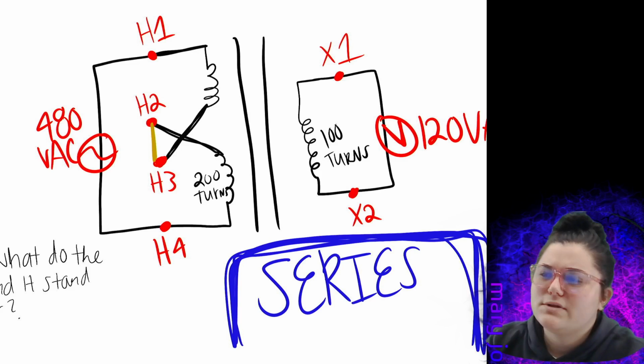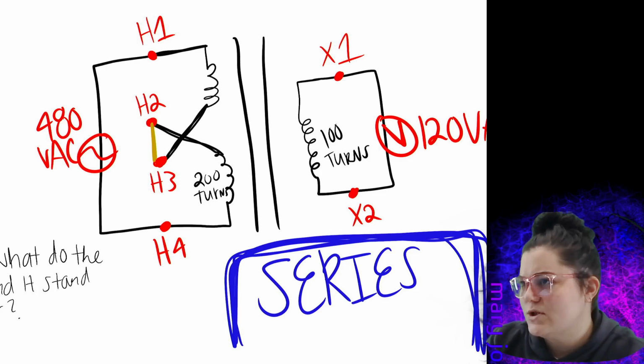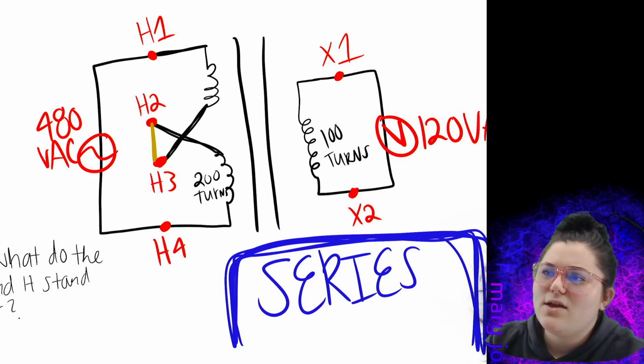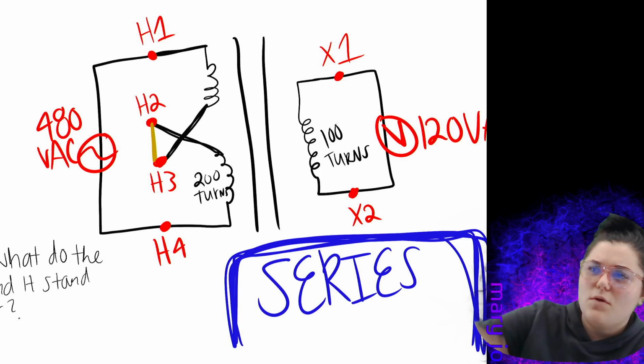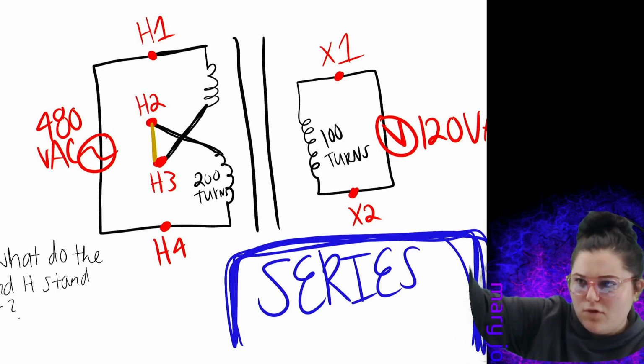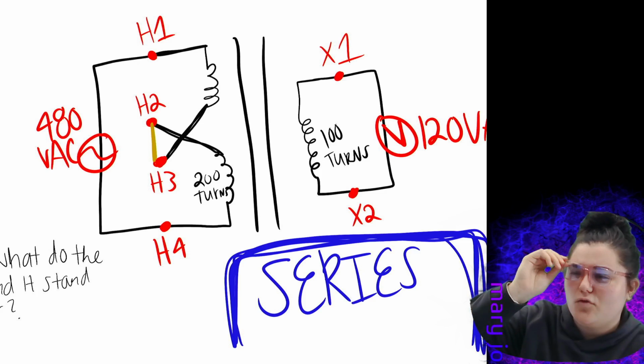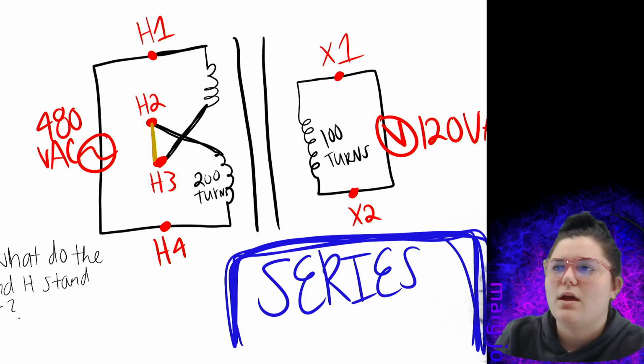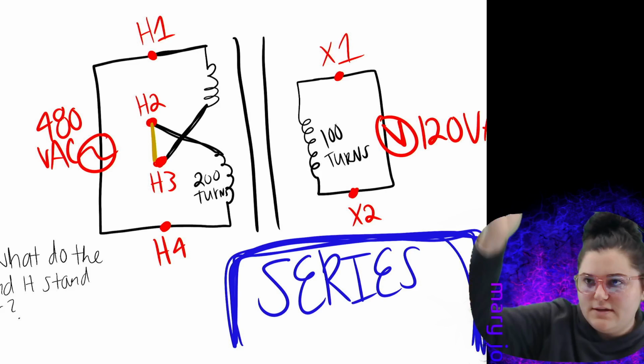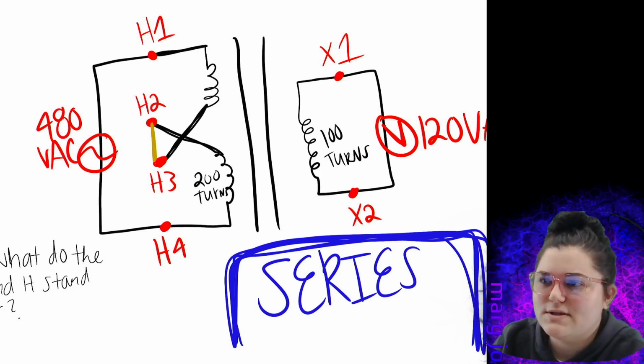So stepping down from 480 to 120, you can see that you're connecting H2 and H3. So both windings on that side of the transformer are in series. It's all one series wired. It's wired up in series.